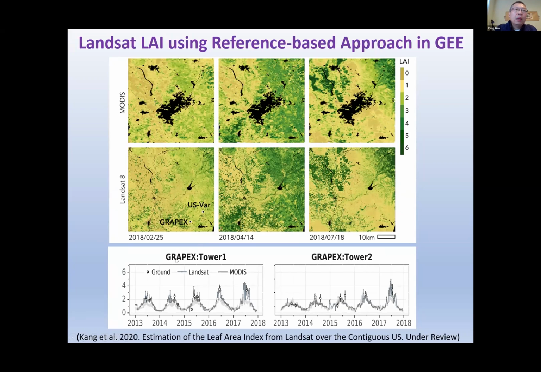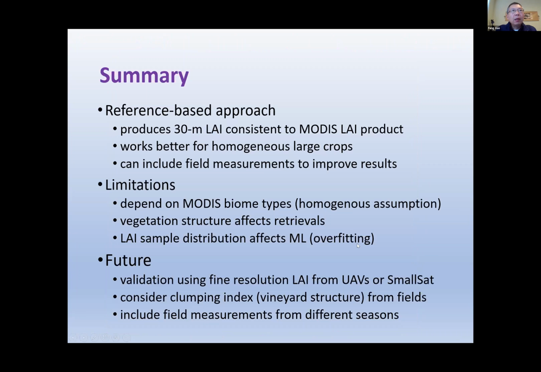She also compared the Landsat RI retrieval to the ground observation. It looks pretty consistent with our ground observation at the Serralama or Borden site. The paper is under review. In summary, the reference-based approach can produce 30-meter resolution RI consistent with the MODIS RI product. It works better for homogeneous large crops, and can include field measurements to improve results.